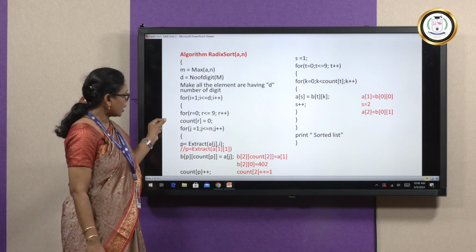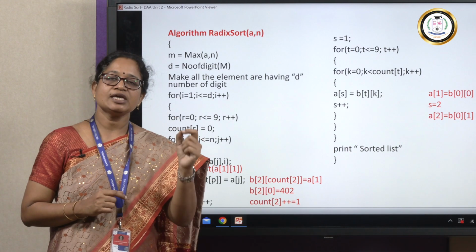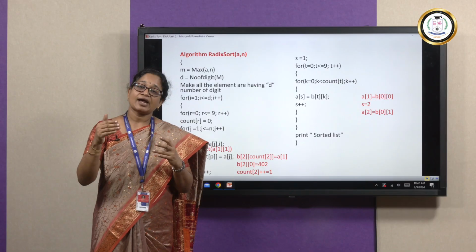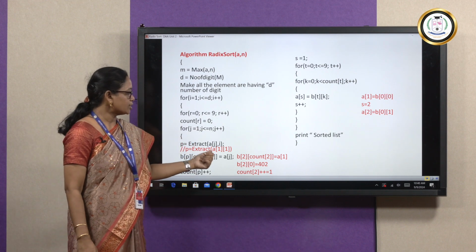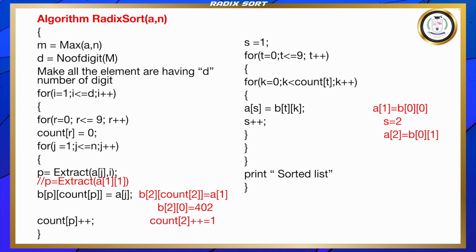And then we have another for loop for j equal to 1, j less than or equal to n, j plus plus. So this is the loop where we are inserting each and every number from the input array into the radix sort array. So here we insert the element according to their least significant position. So let's see this line, p equal to extract of a of j comma i.